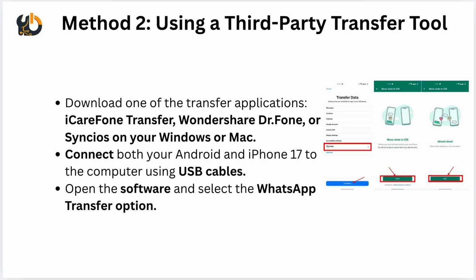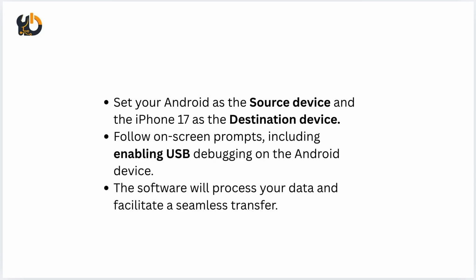Open the software and select the WhatsApp transfer option. Set your Android as the source device and the iPhone 17 as the destination device. Follow on-screen prompts, including enabling USB debugging on your Android device. The software will process your data and facilitate a seamless transfer.